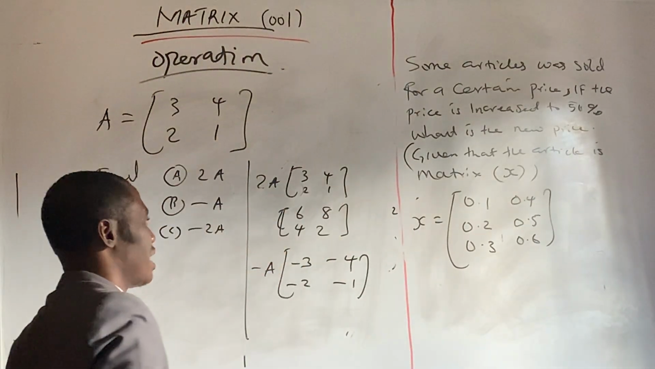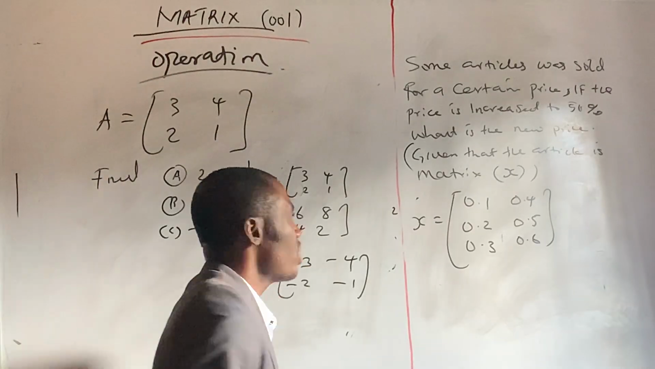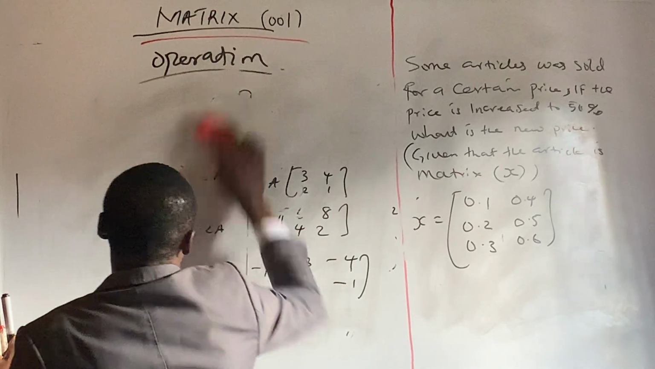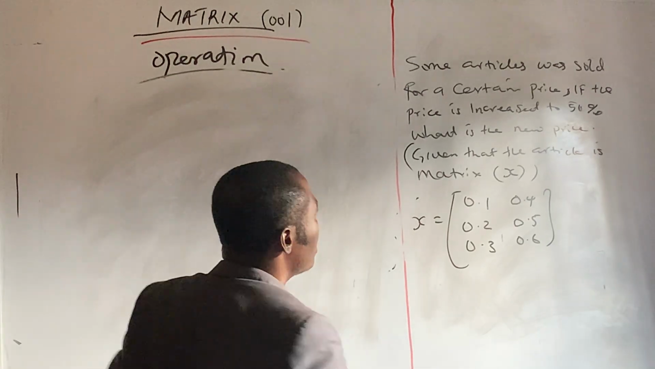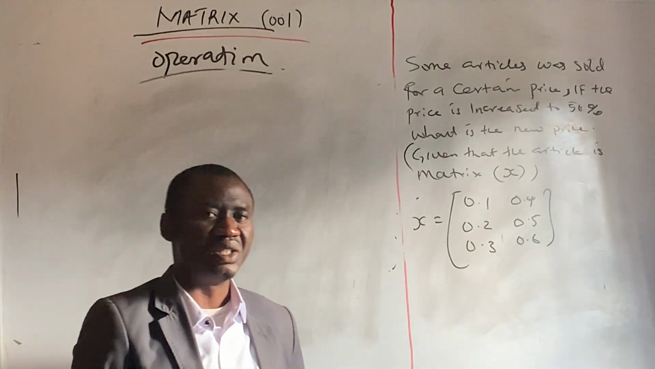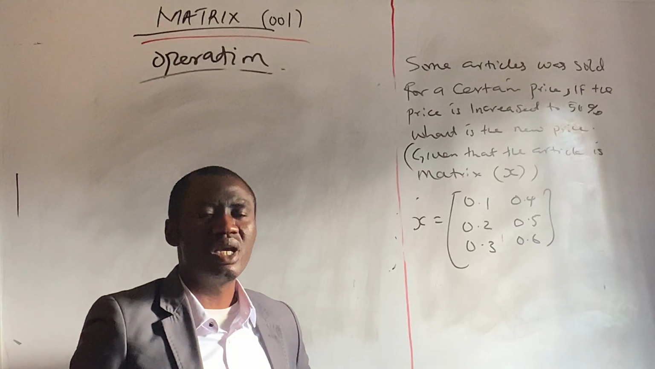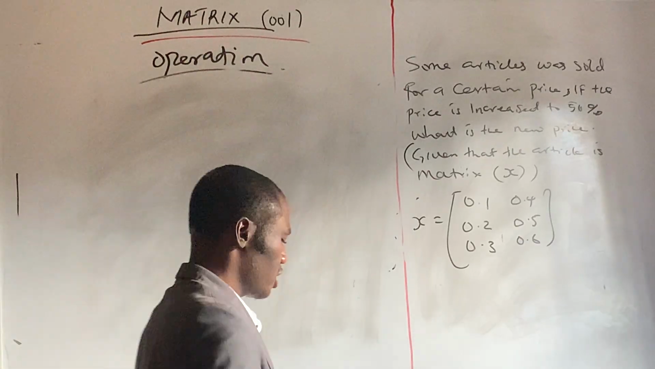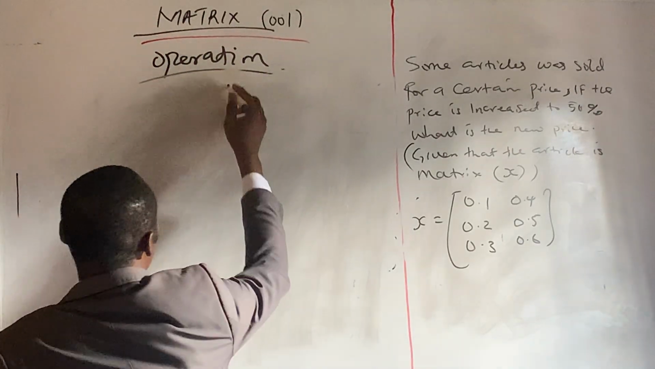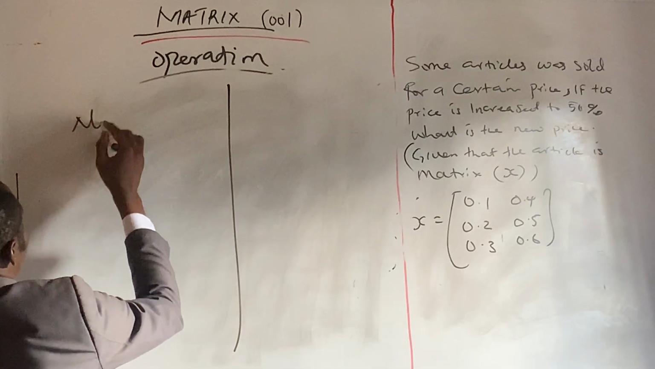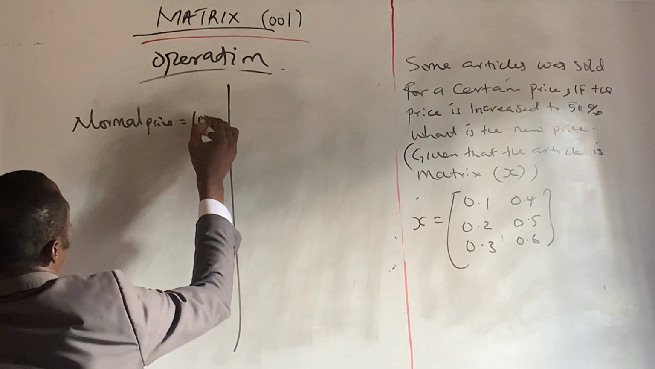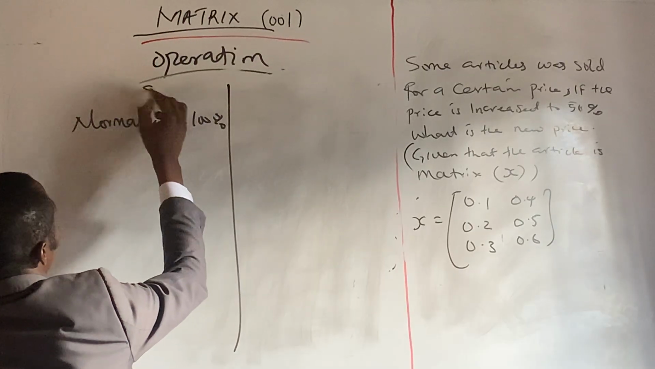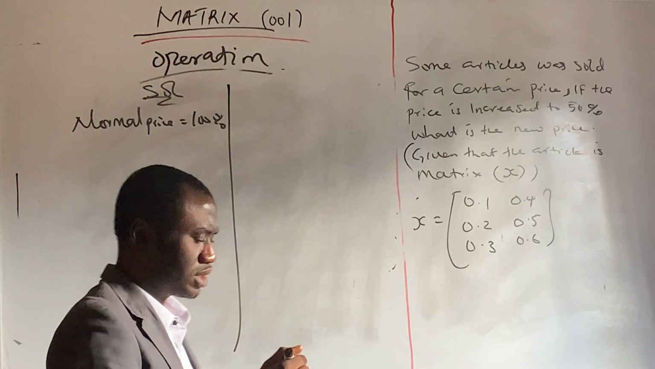Now, what is matrix X? It's a simple thing to do. Look at what you're going to do. Simply find the percentage increase and multiply it by all the entries of the matrix we have in the box over there. So let's find the percentage increase. We know that the normal price is 100%.